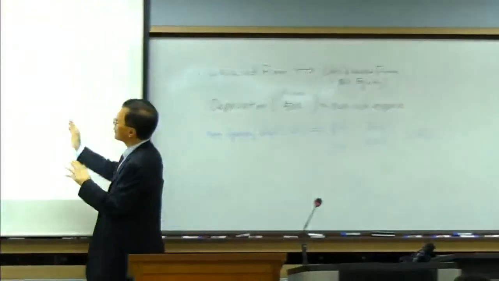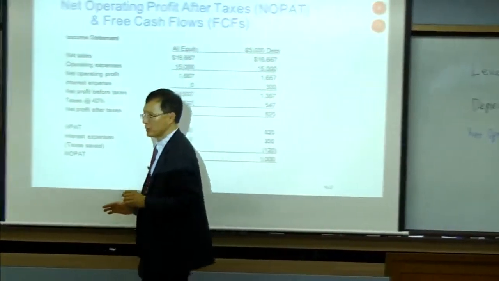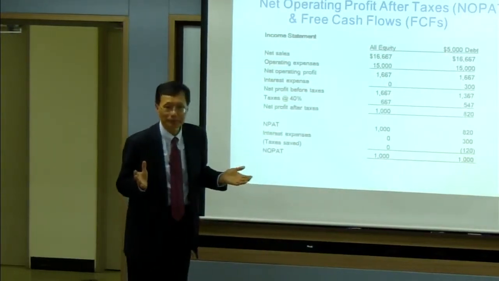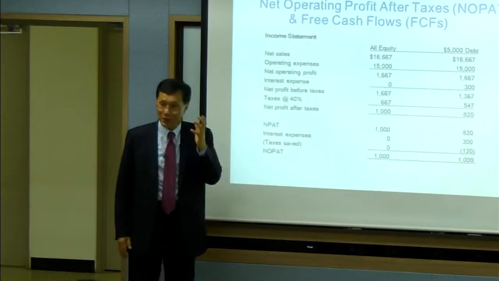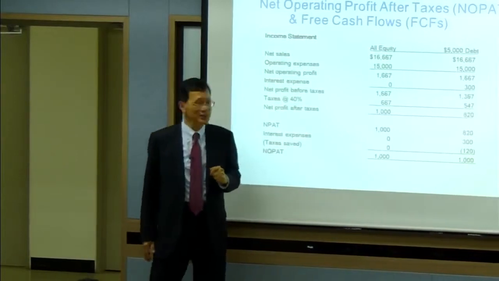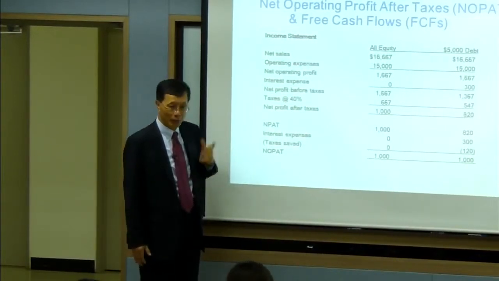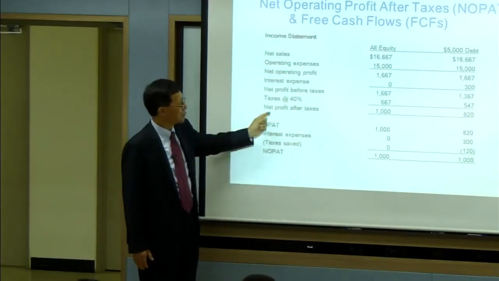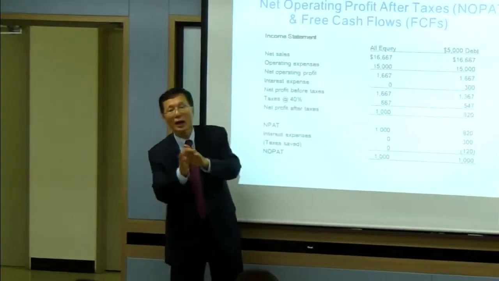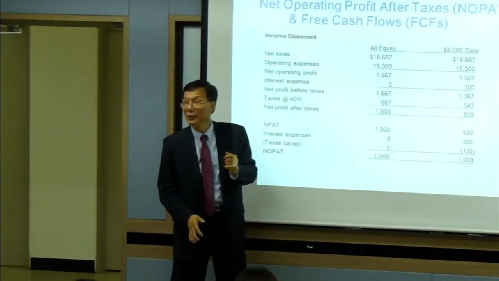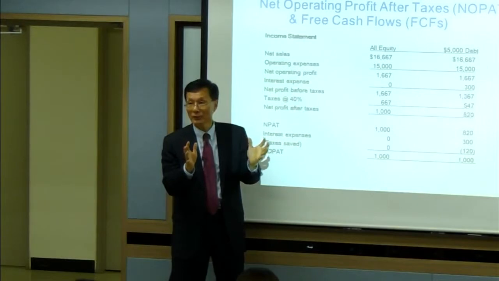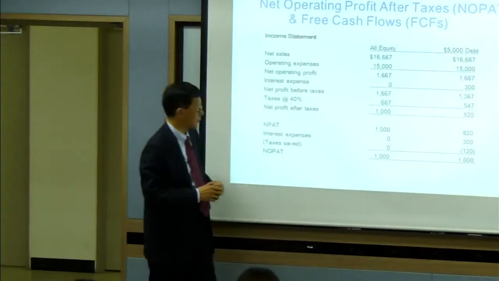Now, look at this all-equity firm's case. For the all-equity firm, up to net operating profit, it's the same. Now, interest expense is 0 because there is no debt. So net profit before tax will be 1,667, and taxes will be paid, 40% of that. So net profit after taxes will be 1,000. And all the $1,000 goes to the stockholders. That's stockholders' money. Stockholders have the claim on the entire $1,000 profit.